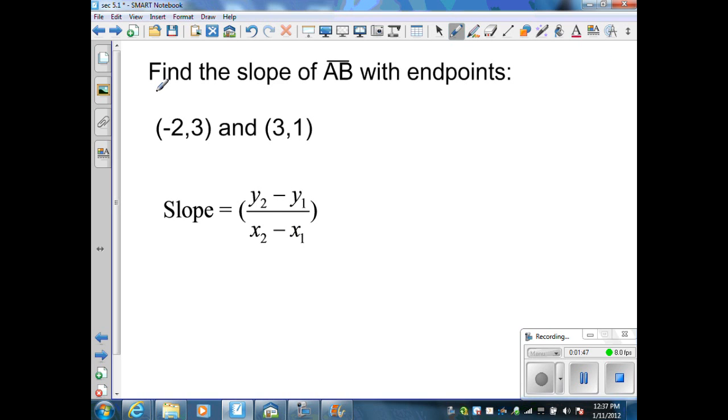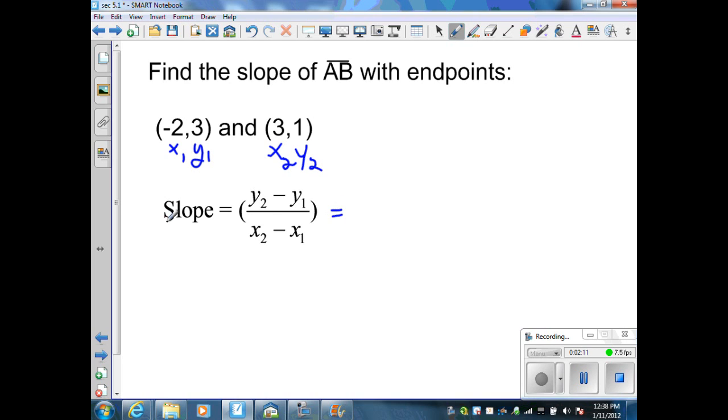On the next slide, we're going to review the concept of determining slope given a set of ordered pairs. So we want to find the slope of segment AB with the endpoints given to be (negative 2, 3) and (3, 1). Again, I need to label the ordered pairs x sub 1, y sub 1, x sub 2, y sub 2, and substitute those values into the formula.